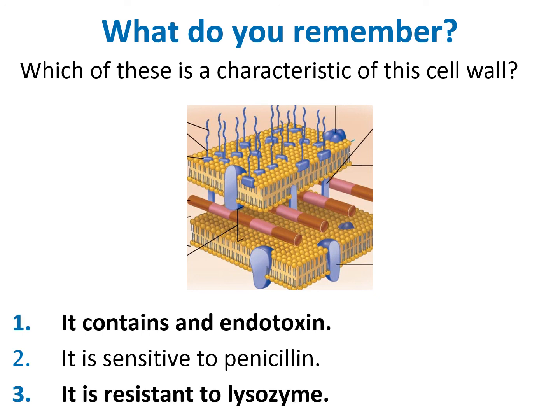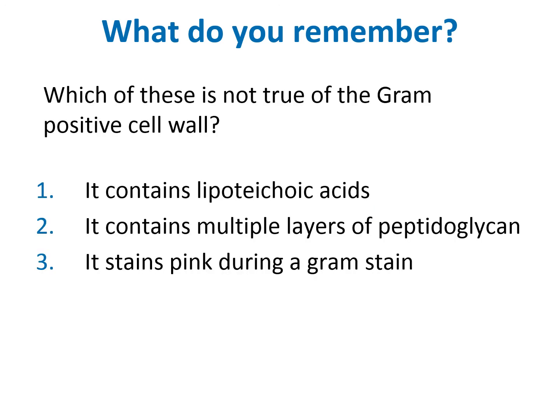Right. This is a gram-negative cell wall, and it contains the lipopolysaccharide, which has lipid A. So it has an endotoxin. It's also resistant to lysozyme because of the phospholipid bilayer, which is colored yellow here. Good. Which of these is not true of the gram-positive cell wall? Is it that it contains lipoteichoic acids, it has multiple layers of peptidoglycan, or it stains pink during a gram stain? Which is not true? Of course. It stains purple during a gram stain, not pink, so that can't be right.